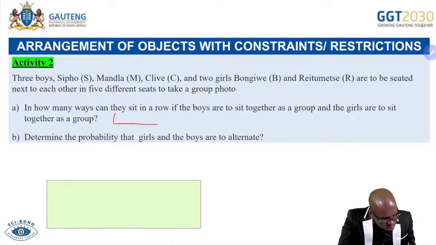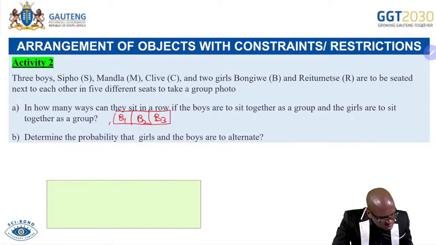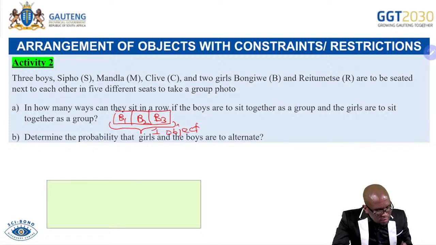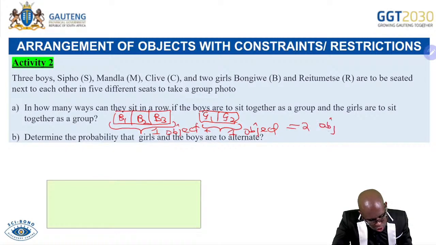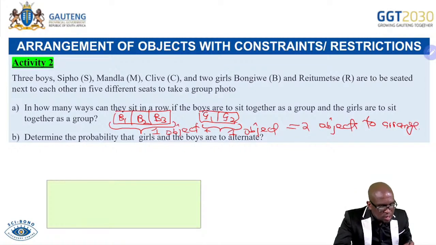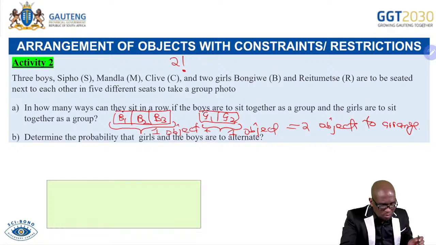Now, if you are to put boys as a group, you would have boy 1, boy 2, and boy 3. Because they sit as a group, you treat them as a single object, one object. And then from there, we also have girls as a group, girl 1 and girl 2. So you also treat them as one object. So in total, you'd have 1 plus 1, which is 2 objects to arrange. So to arrange these objects, you will have to do it in 2 factorial ways, because it's 2 objects.